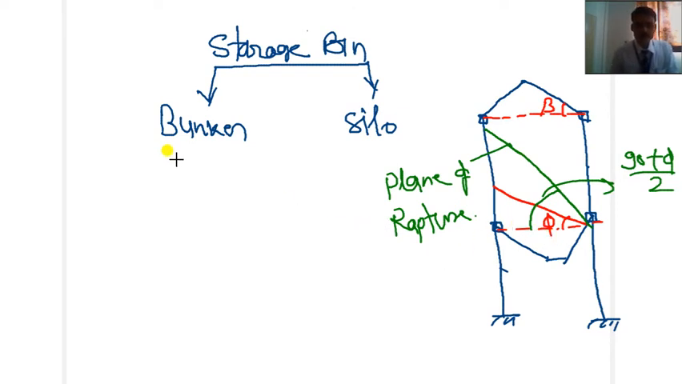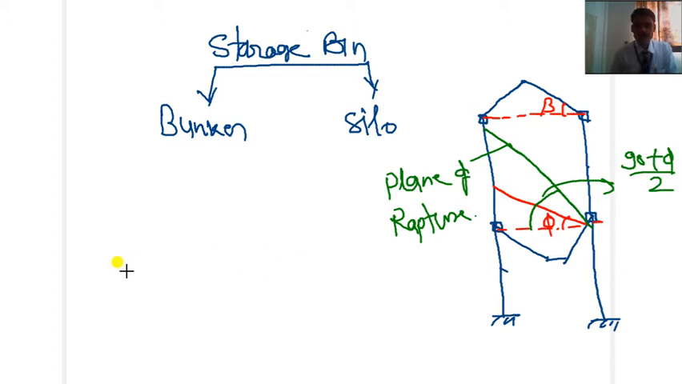If we differentiate bunkers and silos by their structural behavior, we can say that bunkers are shallow structures. The depth of a bunker is low as compared to a silo, and silos are deep structures. The depth of a silo is more as compared to a bunker. That is the first parameter for differentiating the bunker and silo.